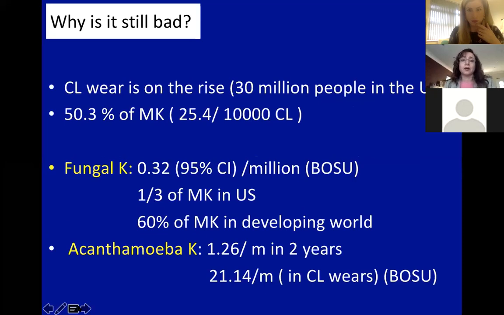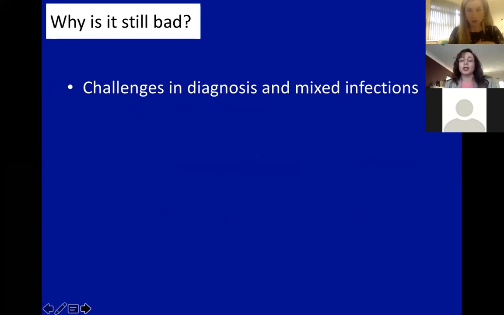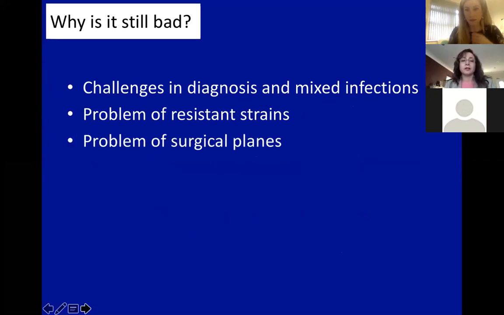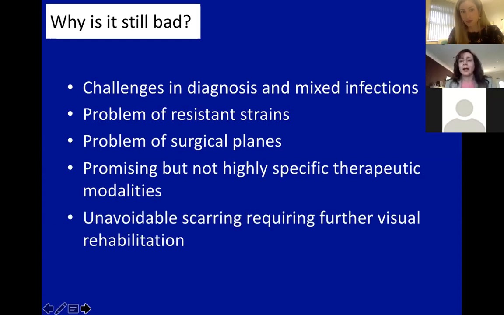We know that contact lenses are on the rise, and there is an increase in fungal keratitis as well as acanthamoeba keratitis, especially with the increase of contact lens wear. And it is bad because there are challenges in the diagnosis, especially if there are mixed infections. We have now increasing problems with resistant strains. We have problems with creating new surgical planes with LASIK, with lamellar corneal surgery. And we have promising but not highly specific therapeutic modalities. And eventually, after we've done all that, we end up with unavoidable scarring, which requires further visual rehabilitation.